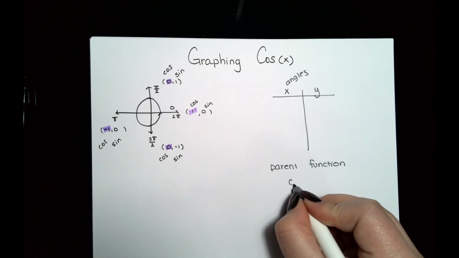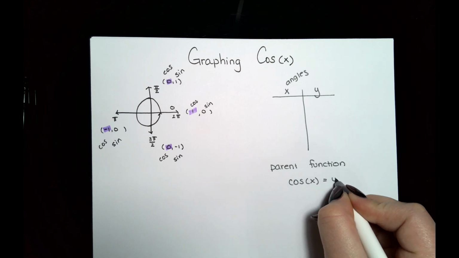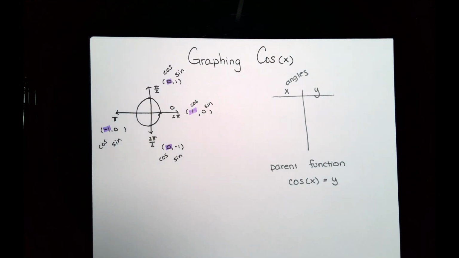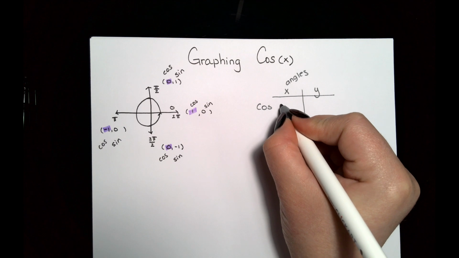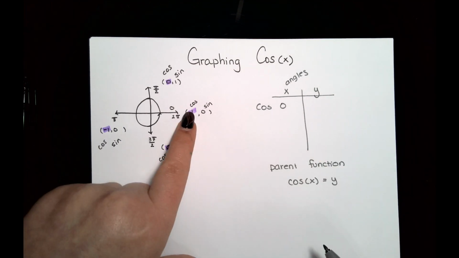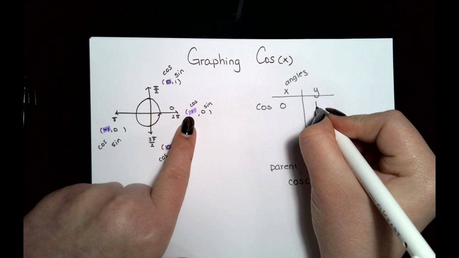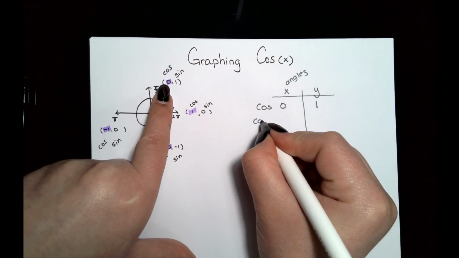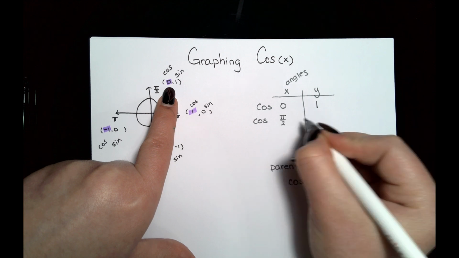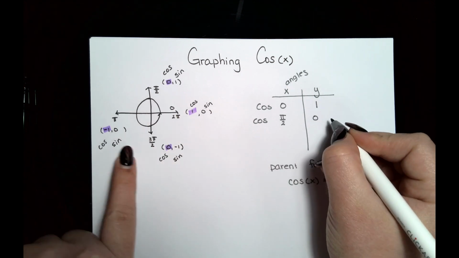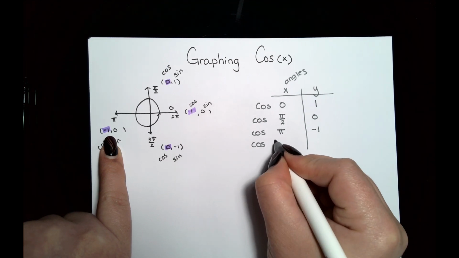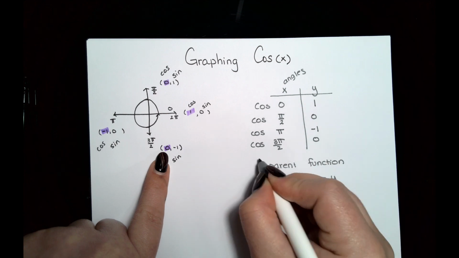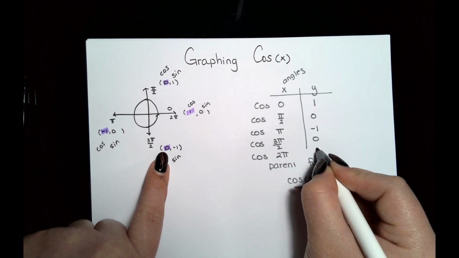So the parent function, the basic, is cosine of x equals y, or you can also call it f of x. So for example, if we have cosine, and I'm writing cosine here, our angle is 0 radians, then cosine of 0 is 1. Cosine of pi halves is 0. Cosine of pi is -1. Cosine of 3 pi halves is 0. And we are back to cosine of 2 pi, which is 1.